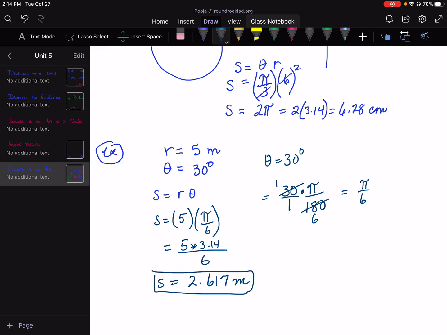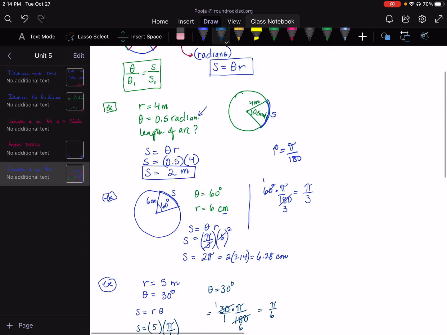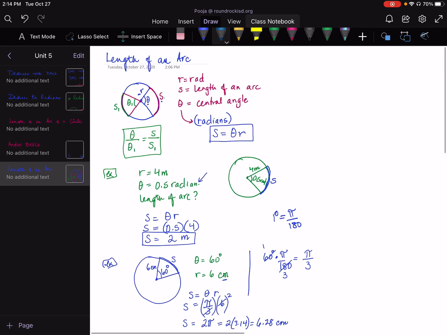Alright, this is how we find the length of an arc given the radius and the central angle. Only catch is, keep in mind that the central angle needs to be in radians.